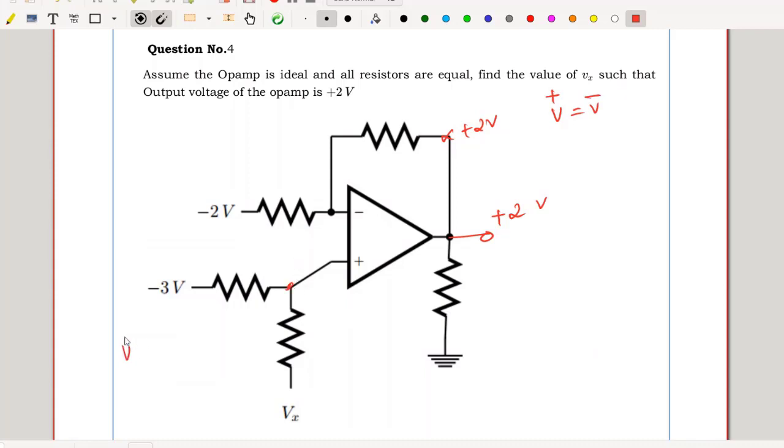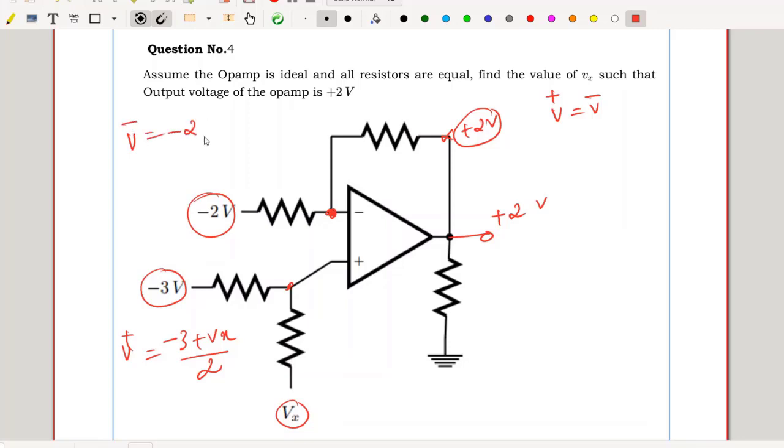V plus is equal to two sources, minus 3 and Vx, dividing equally. So (minus 3 plus Vx) divided by 2. My V minus can be easily identified using these two sources and a minus 2 source between equal resistors. So V minus is equal to (minus 2 plus 2) divided by 2, which divides equally and will give me 0. V plus should be equal to V minus. V plus is nothing but (minus 3 plus Vx) divided by 2. That should be positive 3 volts.